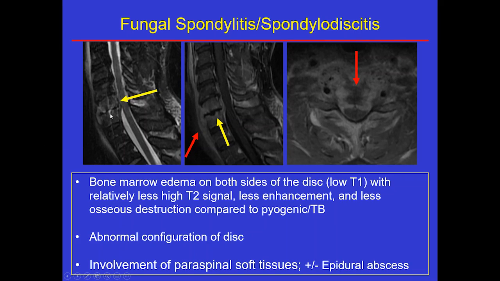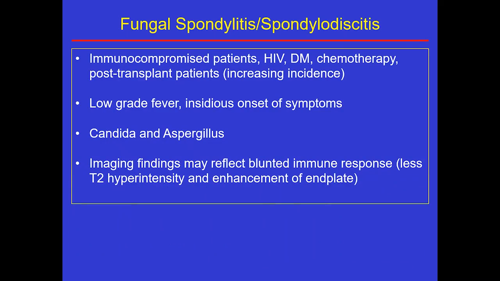There is abnormal configuration of the disc space. There's T2 hyperintensity within the disc space. There's some enhancement along the margins of the disc space. And then certainly there's involvement of the paraspinal soft tissues, in this case with an epidural abscess developing in the ventral epidural space. So this is a good look for fungal spondylitis or spondylodiscitis. And the key here is that these are typically immunocompromised patients. They may have HIV, bad or poorly controlled diabetes. They may be patients receiving chemotherapy.